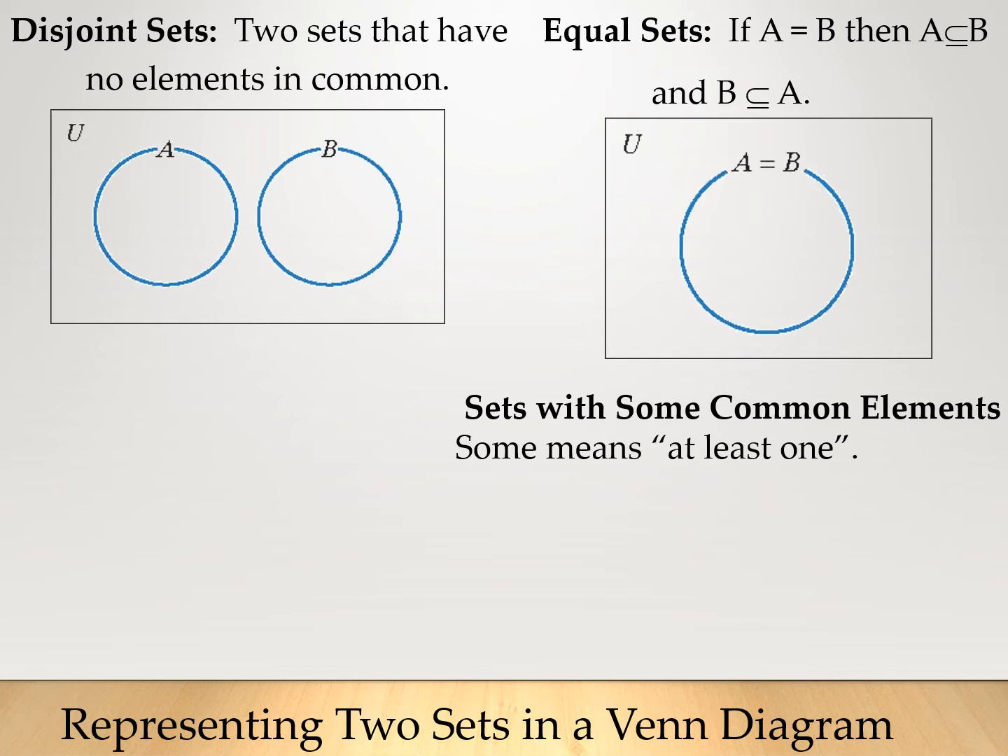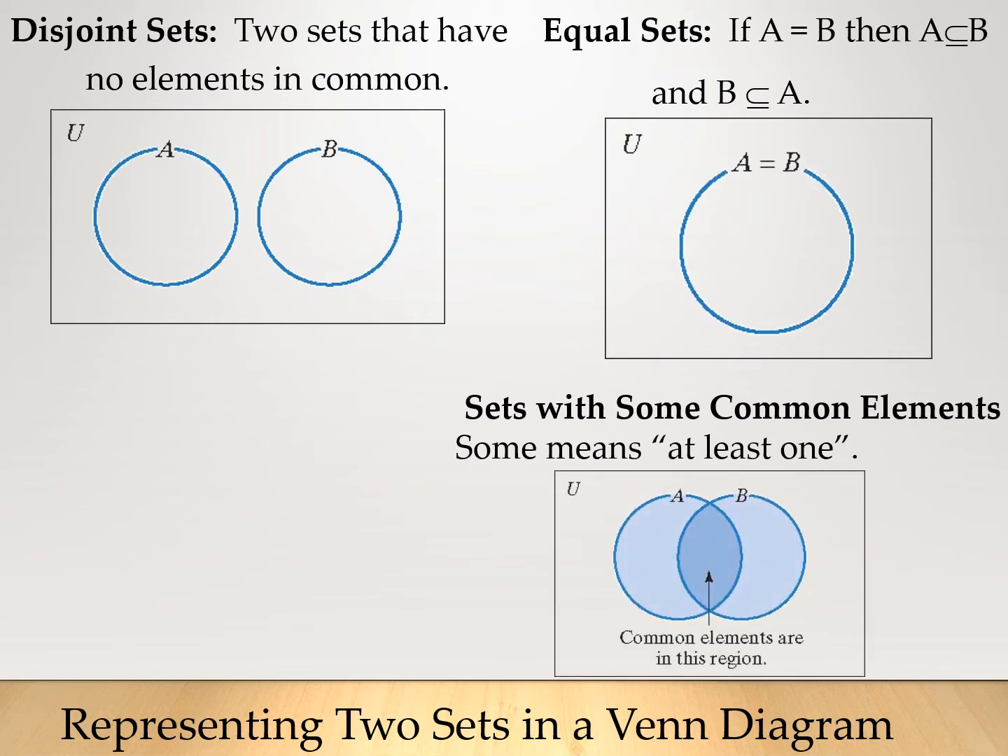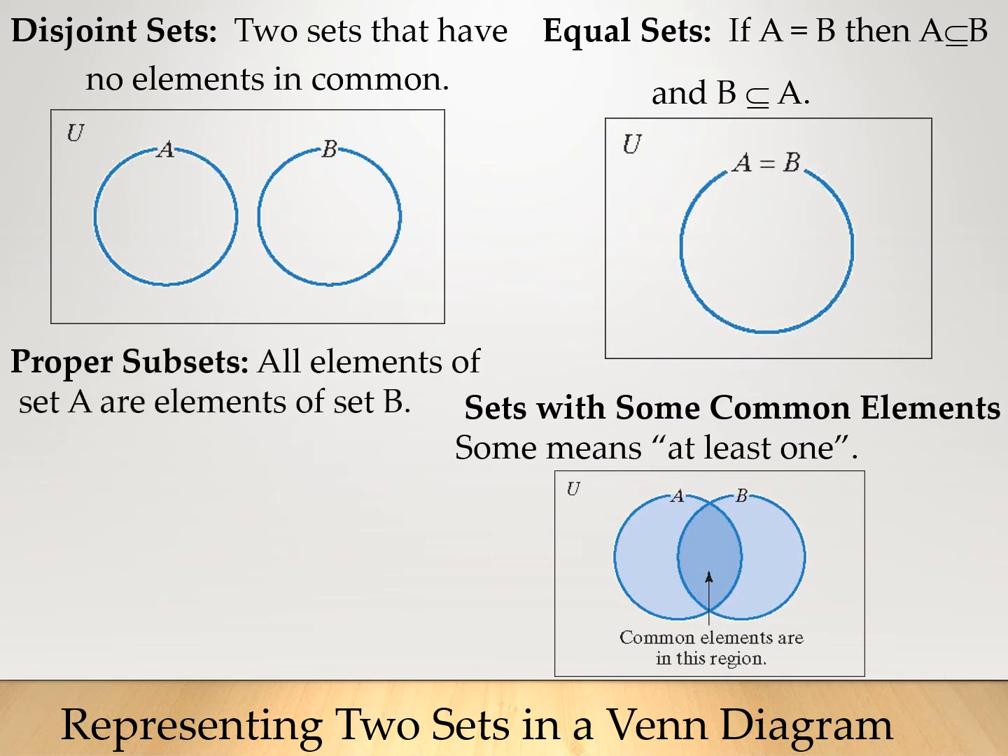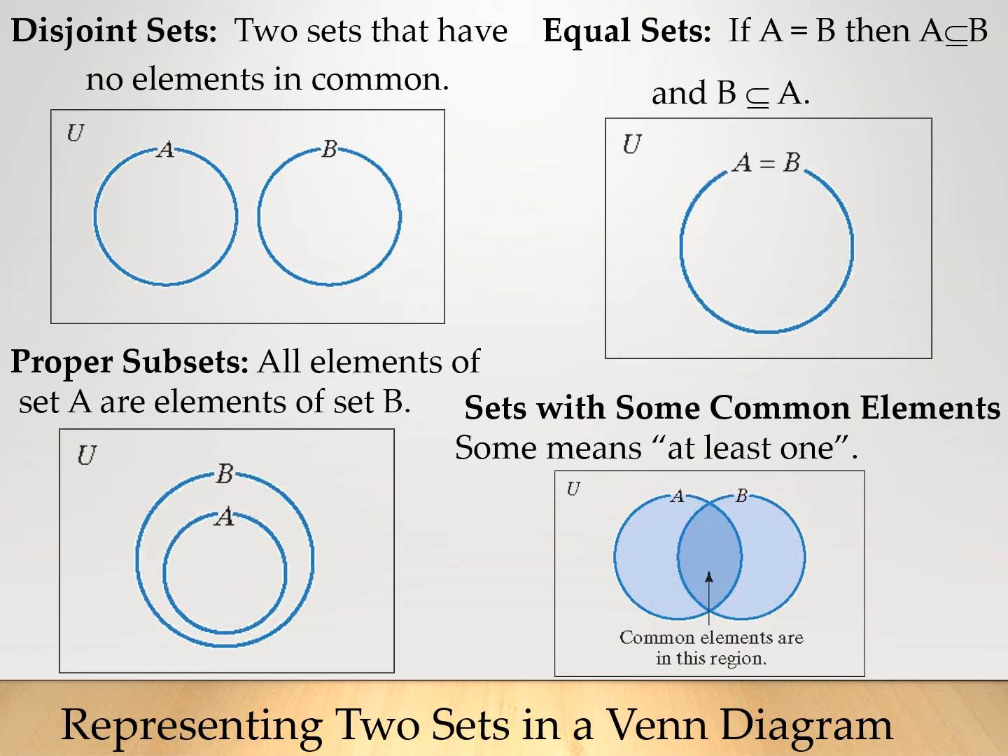Sets with some common elements. Some means at least one. So we have this Venn diagram to represent sets with some common elements. And we also have proper subsets. All elements of set A are elements of set B. So this is the Venn diagram that represents proper subsets.